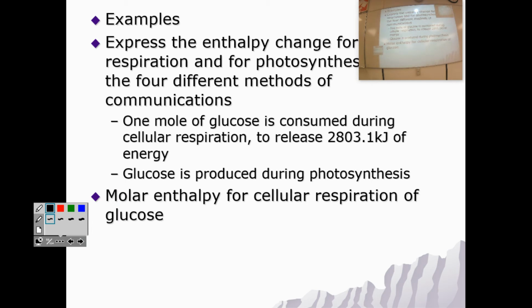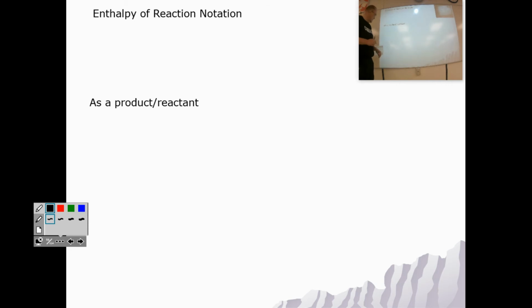So we're going to just quickly go through this. I'm going to only do cellular respiration. We are told that 1 mole of glucose is consumed during cellular respiration to release 2,803 kilojoules of energy. I want to write thermochemical equations, delta RH notation, and a potential energy diagram. So I'm going to start with enthalpy of reaction notation.